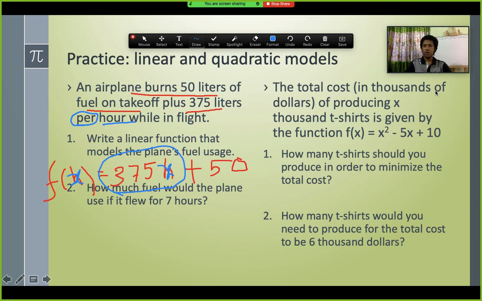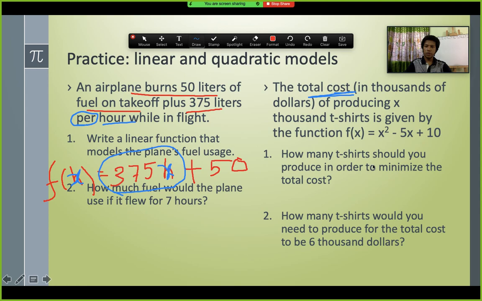The total cost in thousands of dollars of producing x thousand t-shirts is given by the function f of x. This is a cost function.